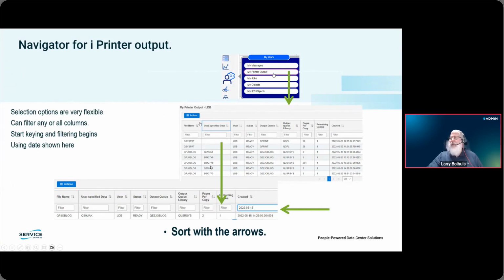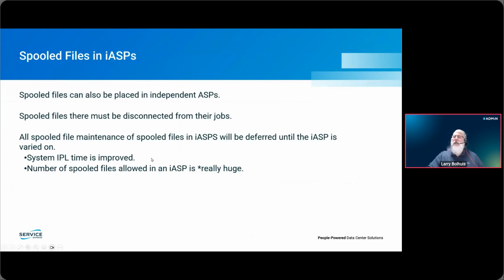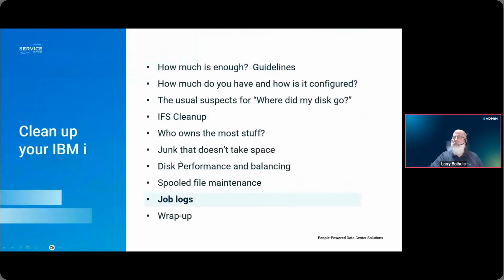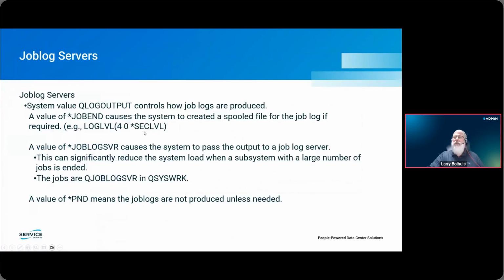You can also find them in Navigator for i. So here's just an example of how to find them there. Putting them in an independent ASP can be helpful because in an independent ASP, now they are automatically disconnected. And on older systems, this might be a way to save yourself some expensive disk by buying small or really big slow disks. These days, we just kind of put in enough NVMe to run it all. But you can also put more spool files in an independent ASP than you can in sysbas, which is a little known fact.